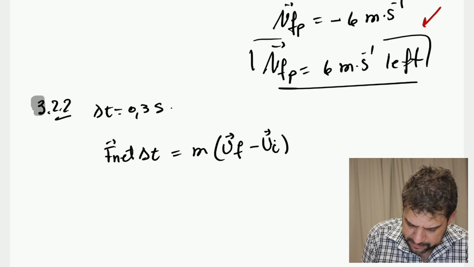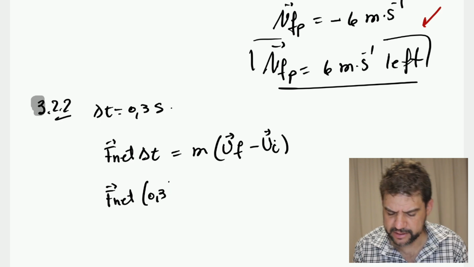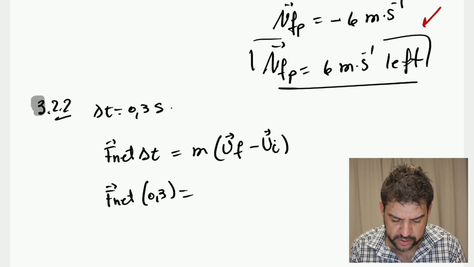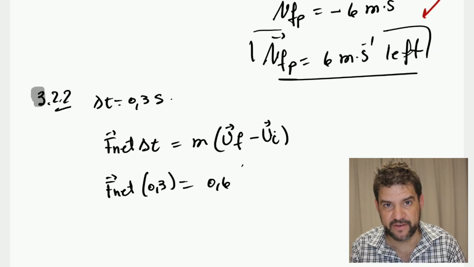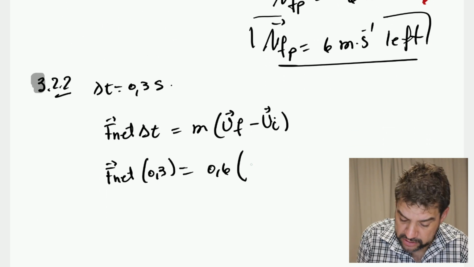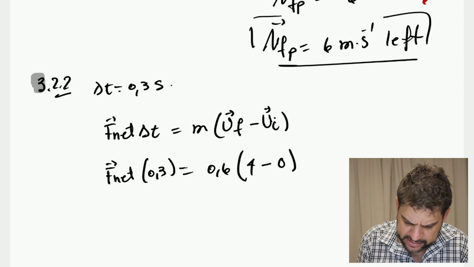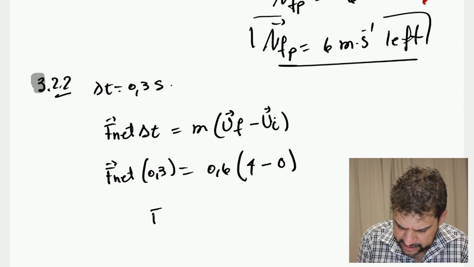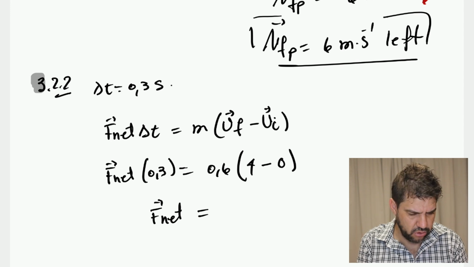So F net multiplied by 0.3 is equal to mass. Mass of Q is 0.6. So it's 0.6 multiplied by a final velocity of Q, which is 4 positive. The initial was 0, starting from 0. And guys, it's a simple calculation. F net is equal to, when you calculate, I'm going to redo the calculation, 0.6 times 4 divided by 0.3, you get 8 Newton.